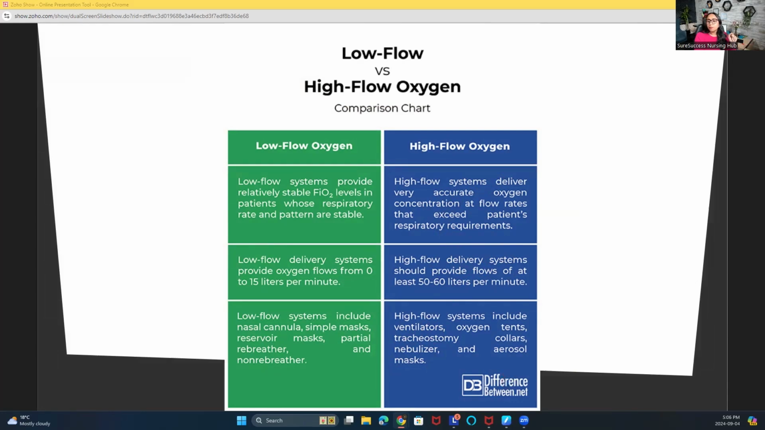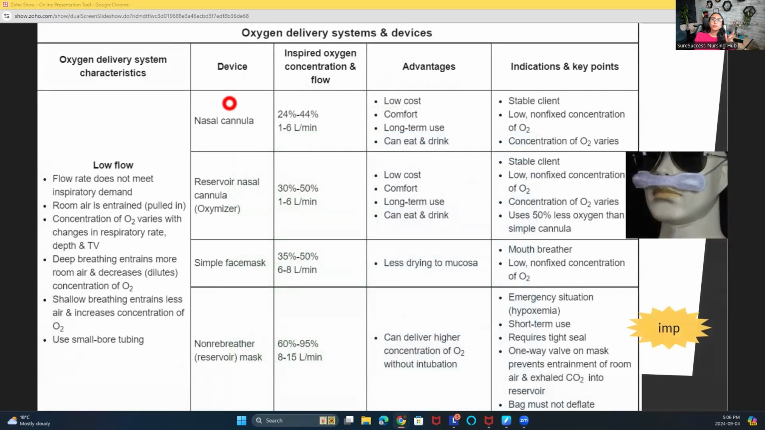Examples of the low flow ones are nasal cannula. Everybody knows how it looks. Simple face mask, everybody knows how it looks. Now let's talk about the high flow nasal cannula. In case you hear that term, it is a kind of nasal cannula, but it is a fancy one. This is how it looks. Low flow.